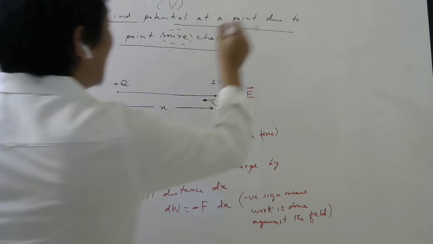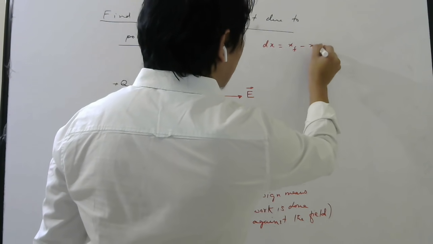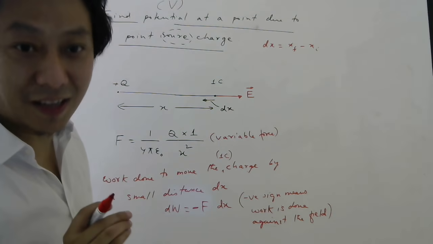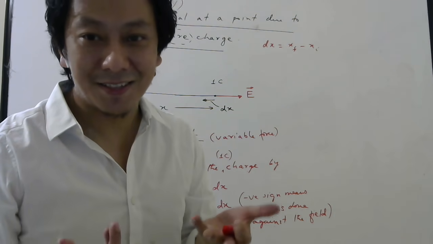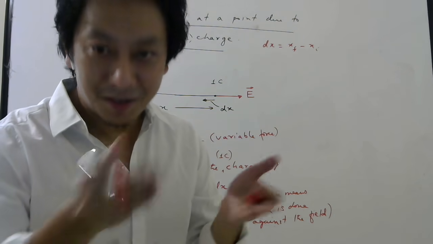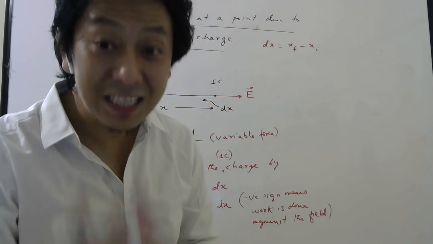Now what does dx mean? Dx, roughly, means x final minus x initial, because it is change in x only. Dx is the little sister of delta x. Delta x means change in x. Change in x means what? Final x minus initial x.